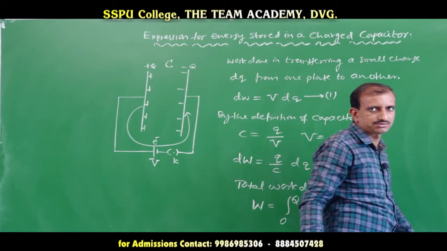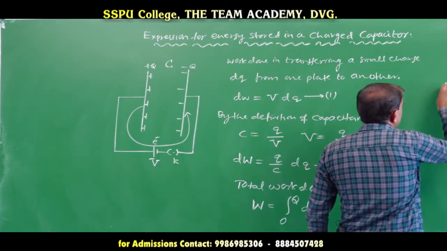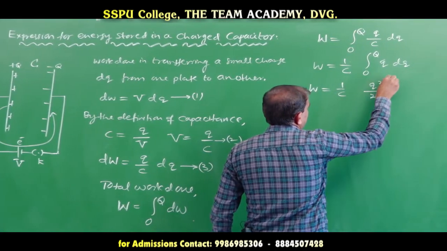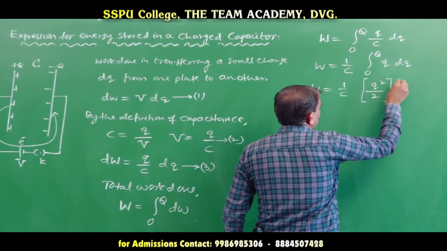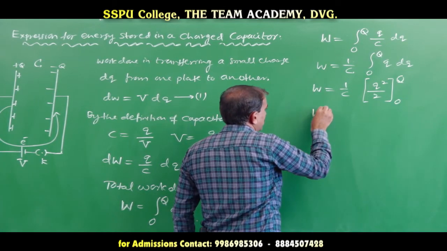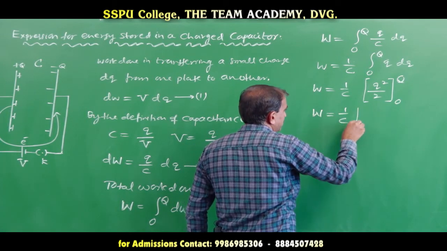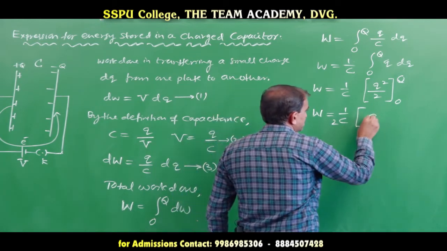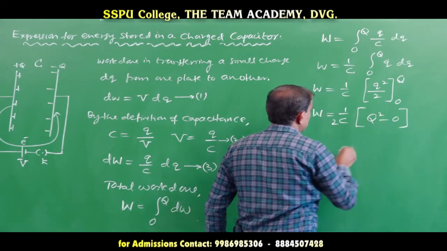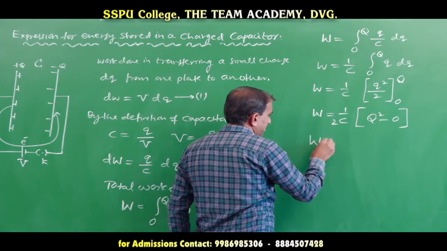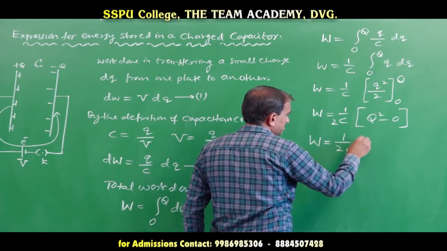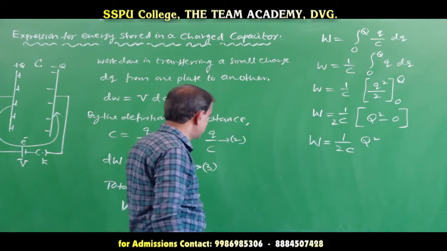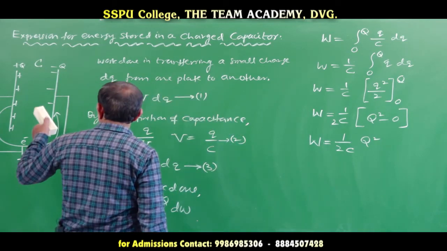The integration of q is q square by 2, with limits from 0 to q. So the work done is equal to 1 by C into q square by 2, taking the 2 outside, 1 by 2C into q square minus 0. This can be written as W is equal to 1 by 2C into q square. Now, q equal to what? Q equal to C into V.